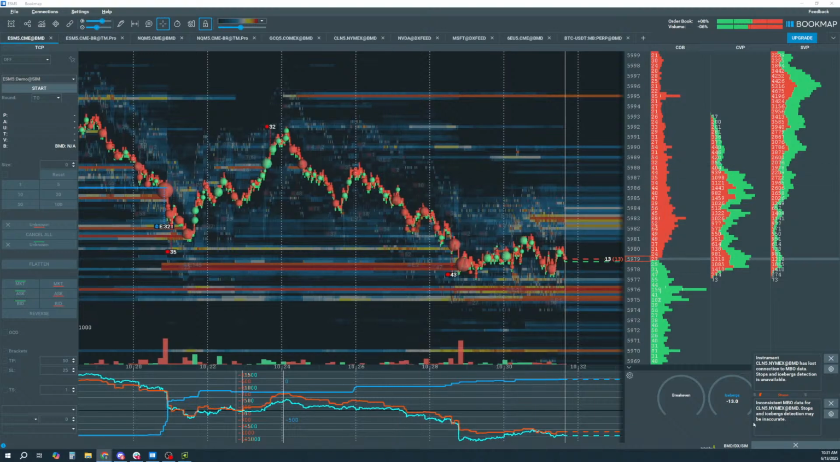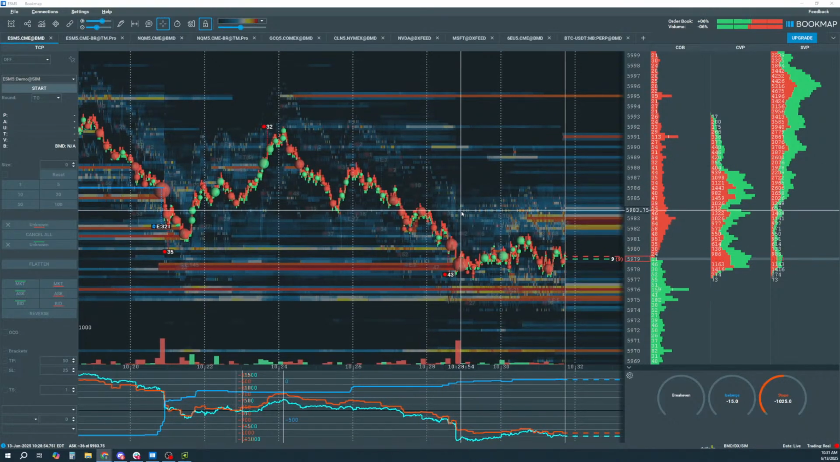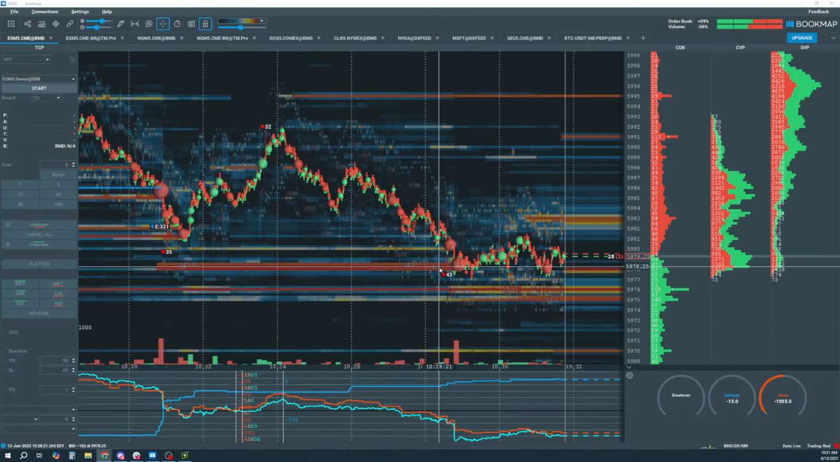Okay, so selling off, high liquidity filled at this 78 level.